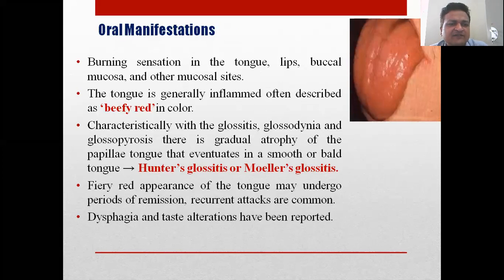Oral manifestation: burning sensation in the tongue, usually due to megaloblastic or vitamin B12 anemia, with burning sensation in the tongue, lips, buccal mucosa and other mucosal tissues. The tongue is generally inflamed, often described as beefy red in color, completely red, beefy red color visible. Okay, this is a deficiency disorder.